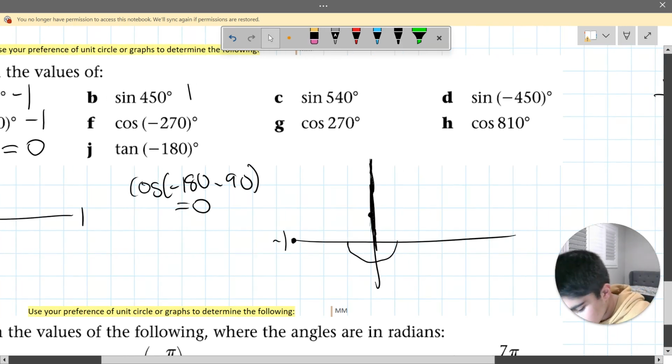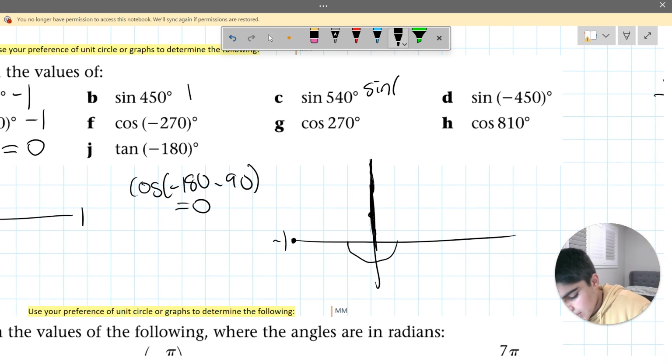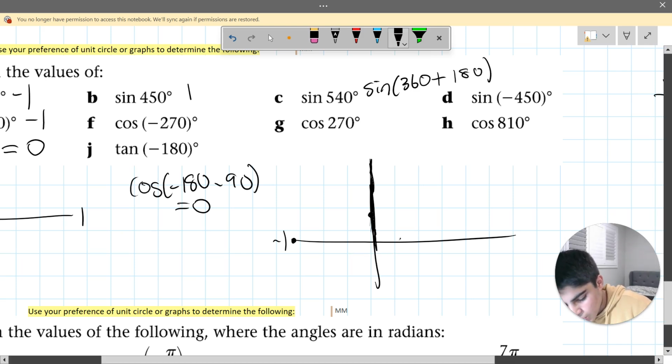Sine 540. Sine 540 is the same as doing sine 360 plus 180. So we're talking one full revolution plus 180. At this point, there's no value for sine theta, only a value for cos theta. At this point, cosine is -1 and sine is 0.